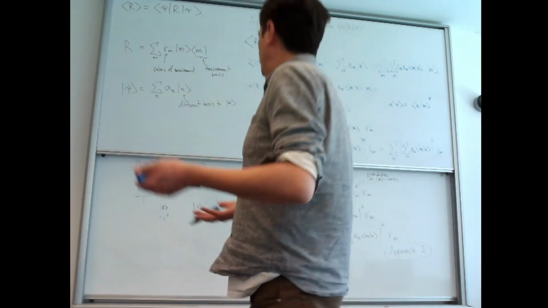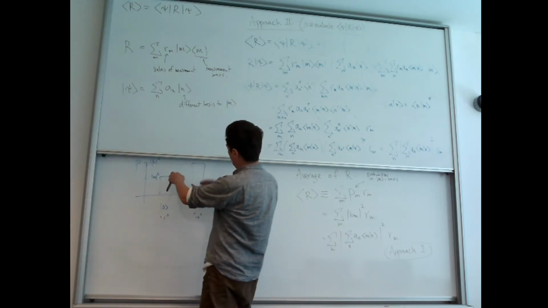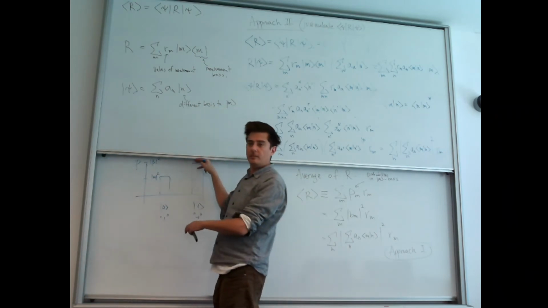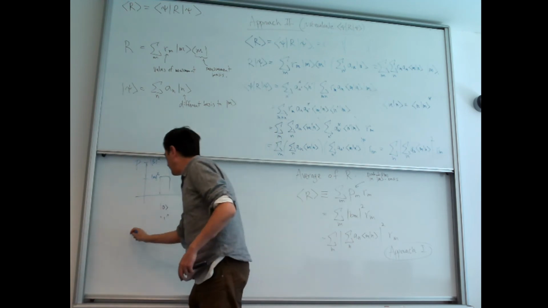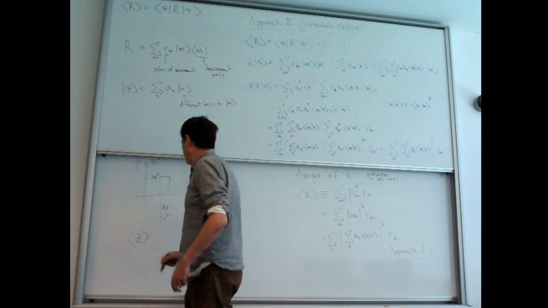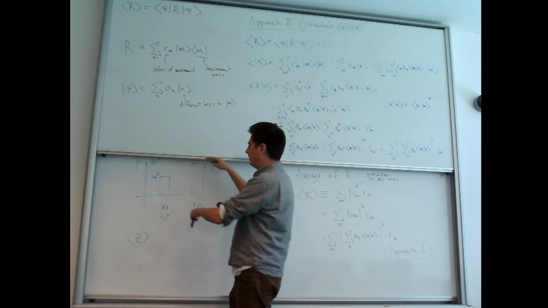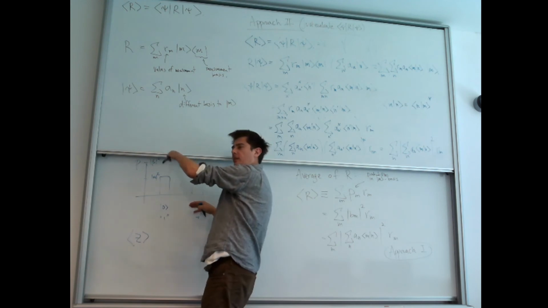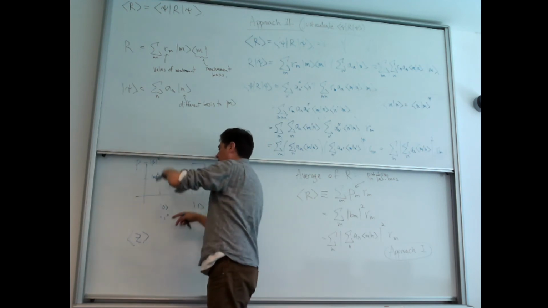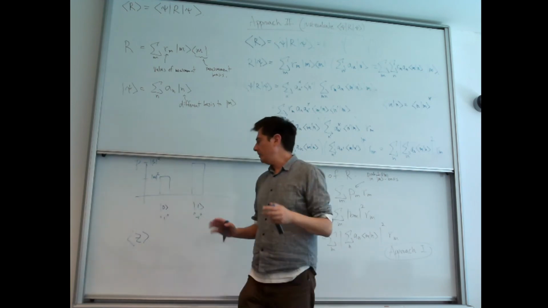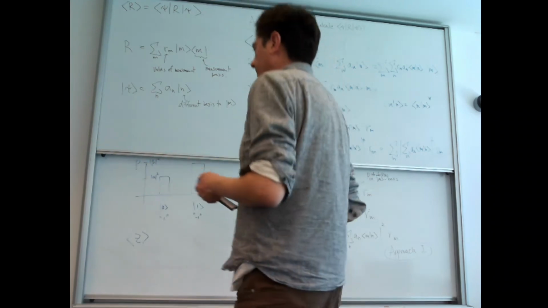The average of this is... say it's all in one, then of course the average value of z will be minus one. Right? If it's all in zero, then the average value will be one. So this is a quantity that goes between plus and minus one.